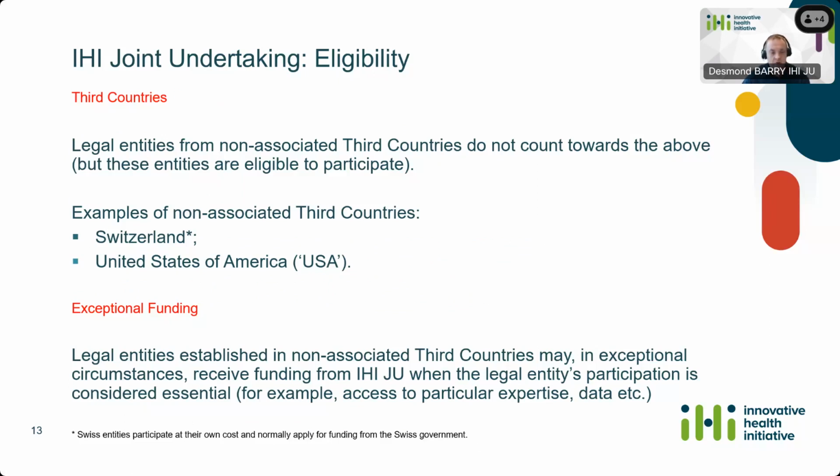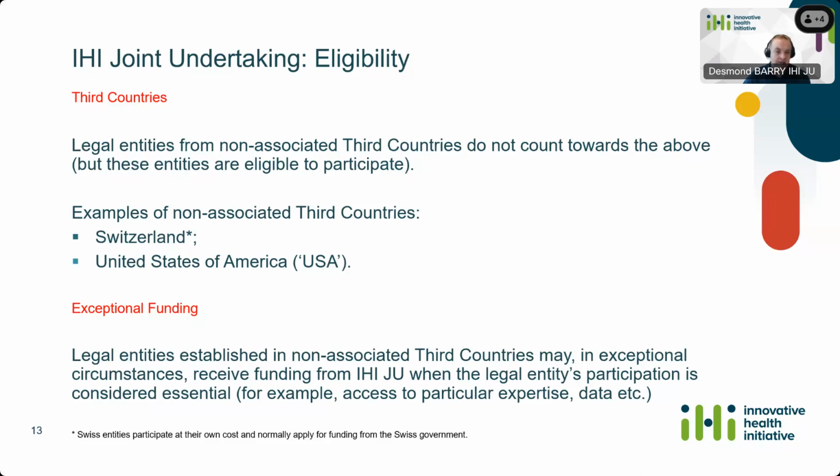Now, one very powerful, quite flexible, but quite rare exception we have is that if you are coming from a third country and you are not normally eligible to receive funding, we do have what's called an exceptional funding mechanism based on essentiality to a project, which basically states that if you're coming from a third country, in exceptional circumstances, IHI could fund you if you're actually bringing something which is considered absolutely essential to the project. We have an example here, particular expertise or data sets which are of extreme importance to the actual program.